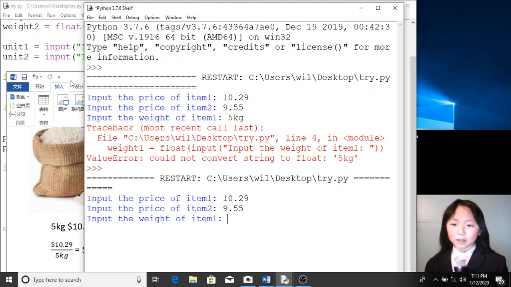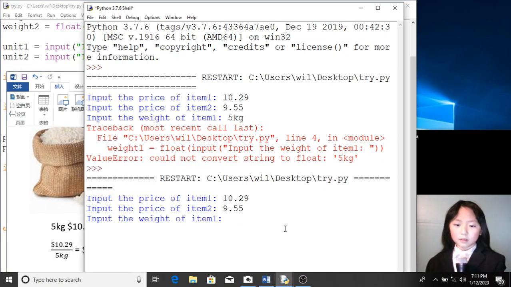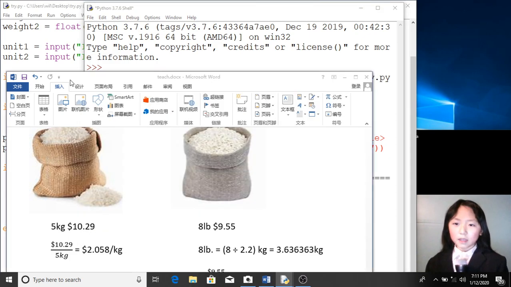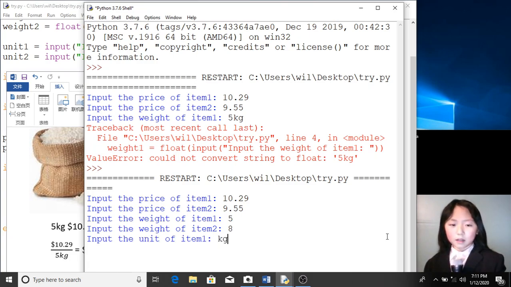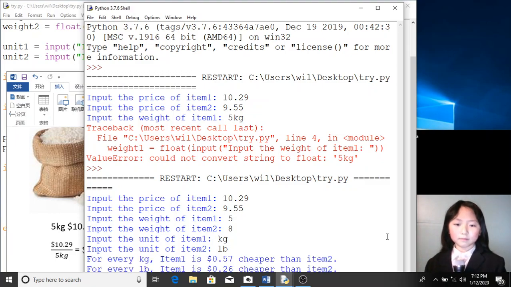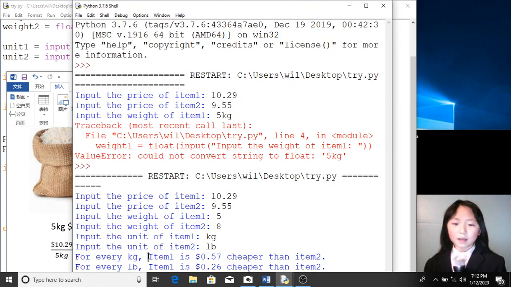The weight of item 1 is 5 kilos. I'll put a 5. And the weight of item 2 is 8 pounds. So the unit for item 1 is kilo, and the unit for item 2 is pounds. Here, they return, for every kilo, item 1 is 57 cents cheaper than item 2. And for every pound, item 1 is 26 cents cheaper than item 2.